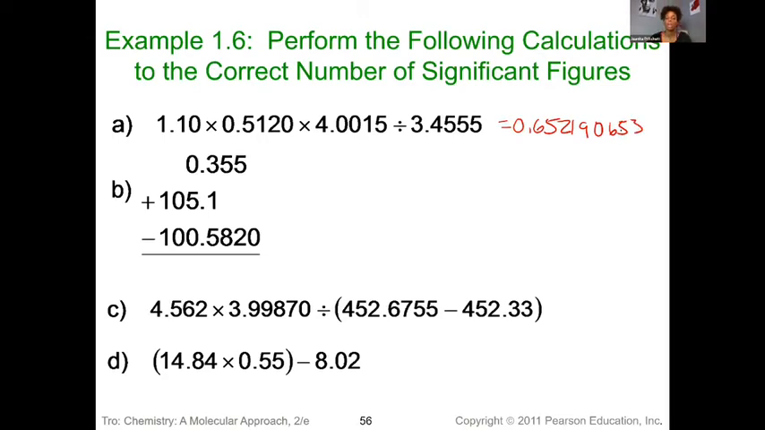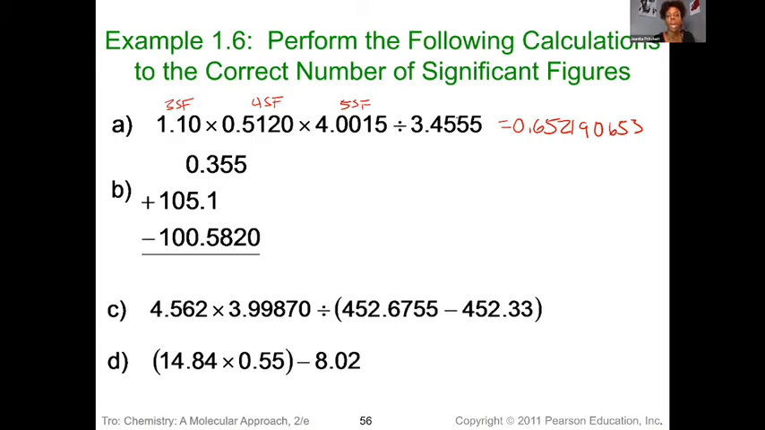And that gives us, the calculator spits out 0.652190653. However, we know that we're only going to be looking at reporting an answer with the fewest number of sig figs used overall. So in this problem, we have this number, we have 3 significant figures. This one, we have 4. Again, that leading 0 is not significant. This one, we have 5.